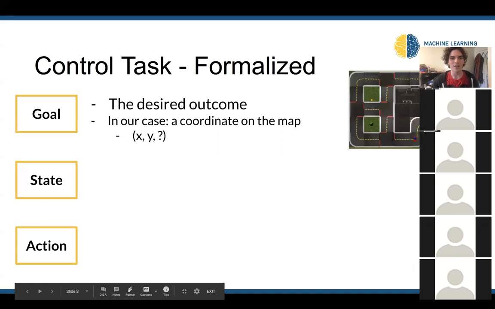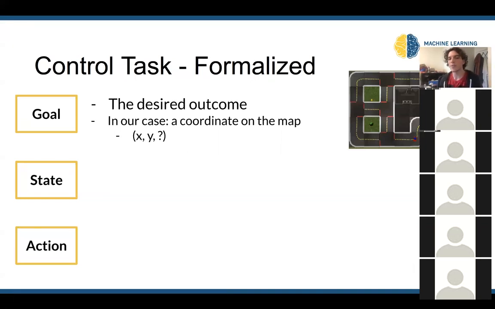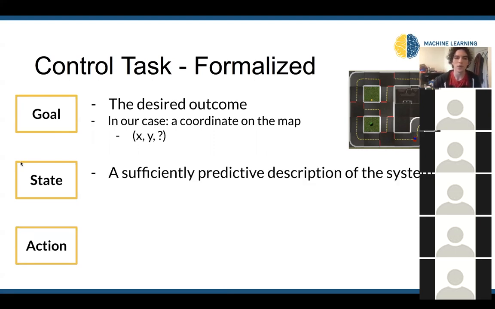Okay, well, yeah, so the goal here would be a coordinate. It would be a position on the map. We want to get to a specific location. And we formalize this by saying it's a vector of numbers, an x and y coordinate. And although there's other factors that we'll see in the state, really what we care about is just the x and y coordinate. So we have a state.